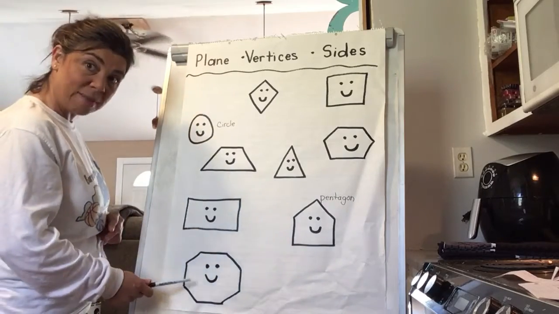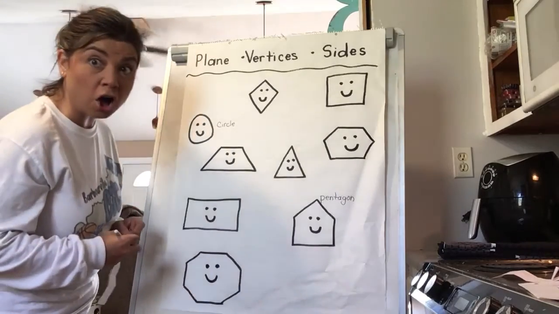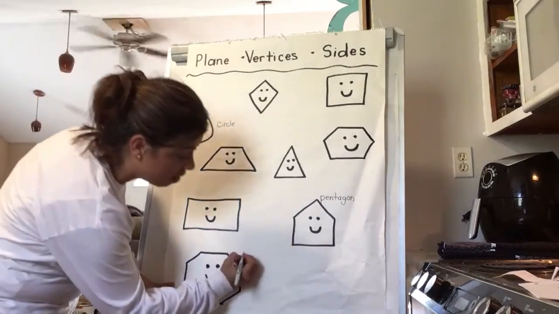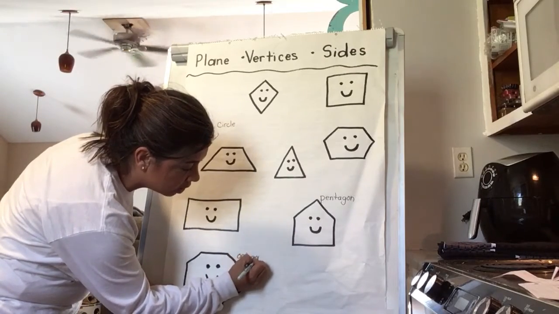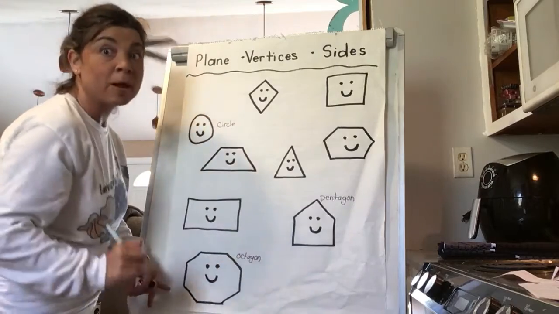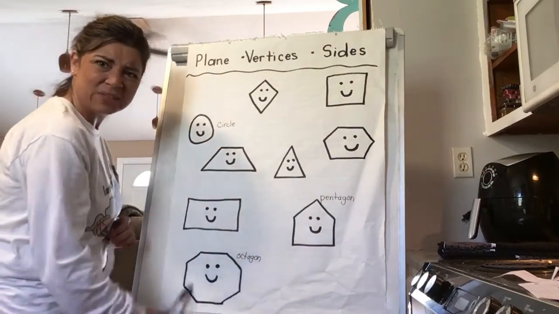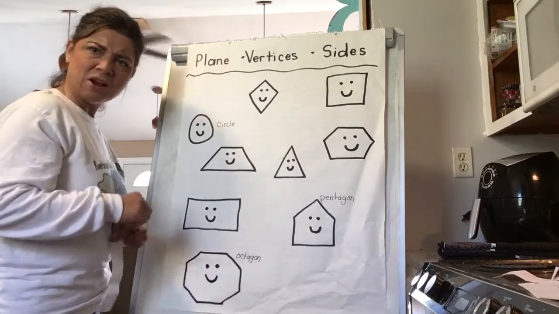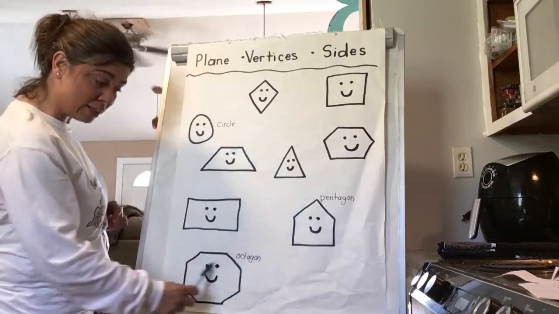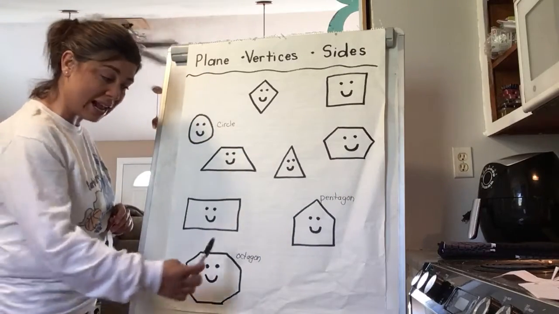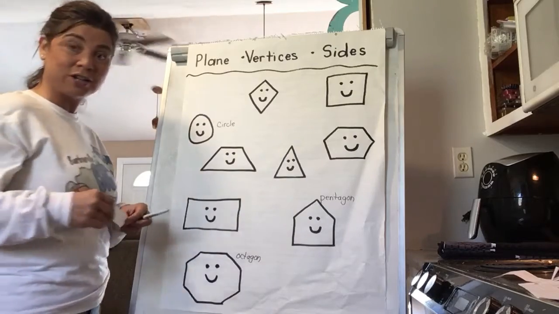Does anybody know what this shape is called? This 2-dimensional shape? It's called an octagon. Octagon. Octagon. Remember, octo means 8, okay? So it has 8 sides. Can anybody think of something that is shaped like an octagon? That's right, a stop sign. Yeah, that's what this puts me in mind of, is a stop sign. It has 8 sides. Right, very good. So that is an octagon.